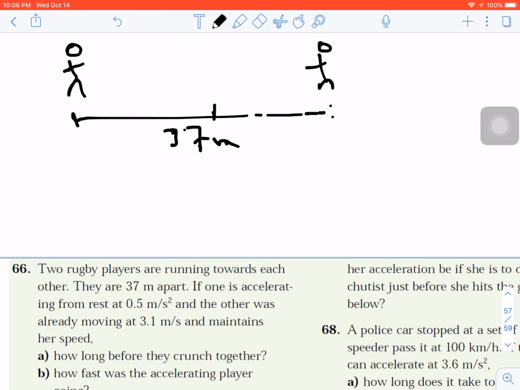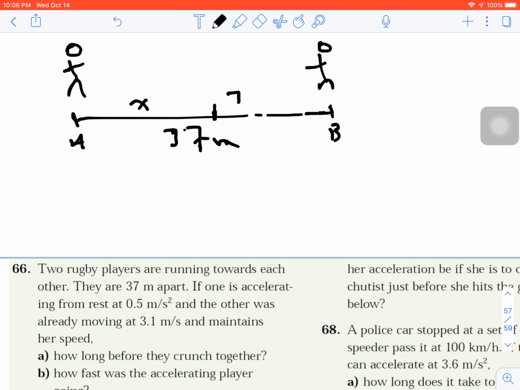So somewhere in here, they're going to collide, right? And wherever they collide, let's say I've got person A on the left here and player B on the right. Let's say A moves a distance of X meters. How far does B move? Well, B moves 37 minus X, right?